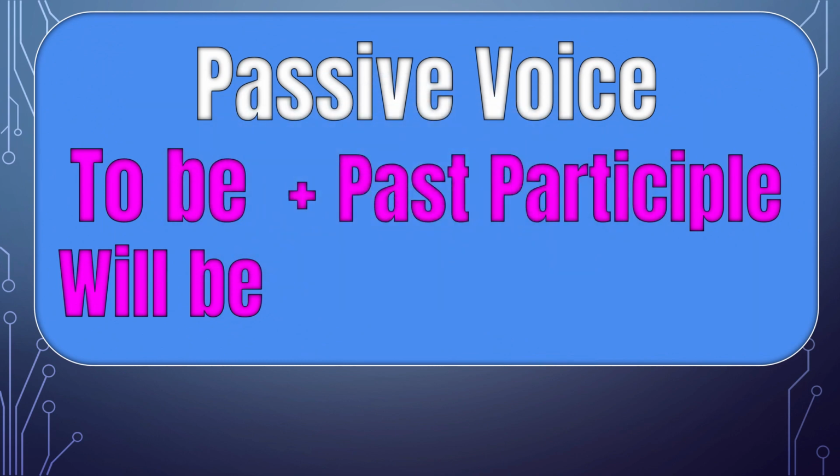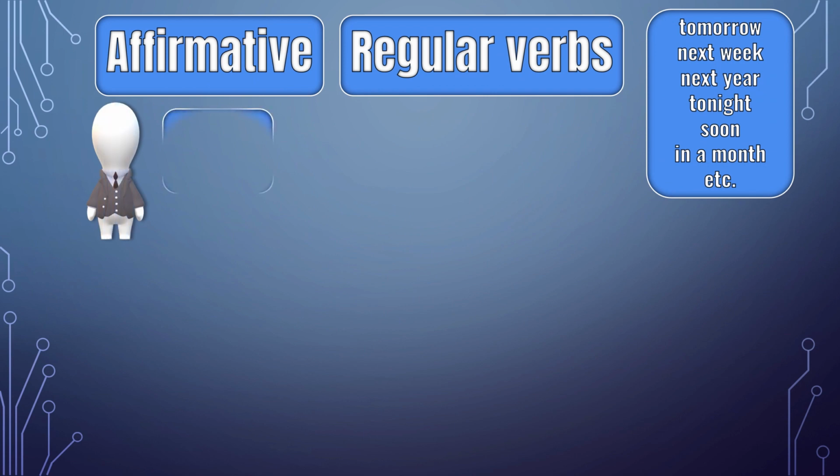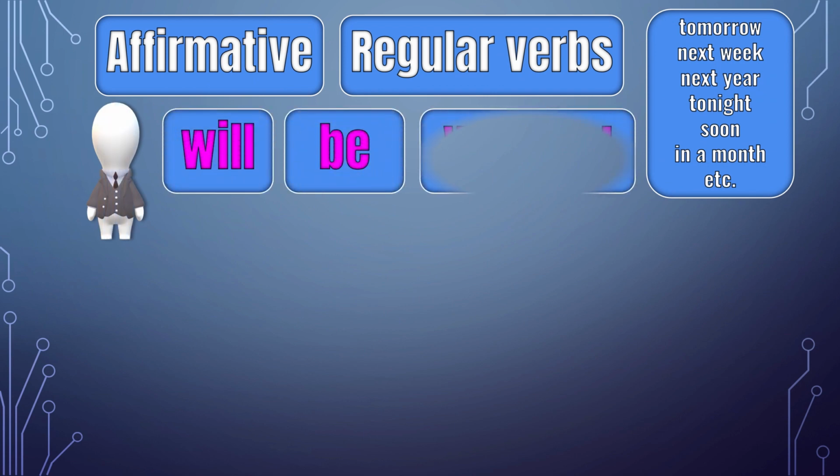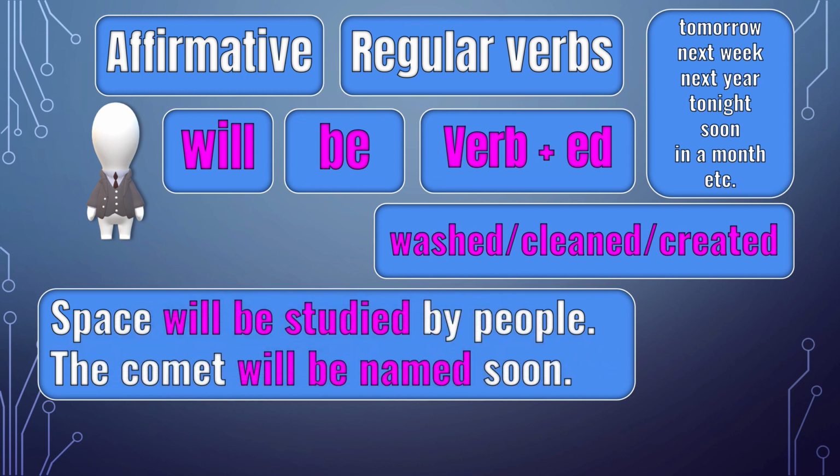Passive voice is formed of the verb to be plus past participle. To be in the future simple is will be. Future simple passive is used to talk about an action in the future. The time markers are tomorrow, next week, next year, tonight, soon, in a month, etc.